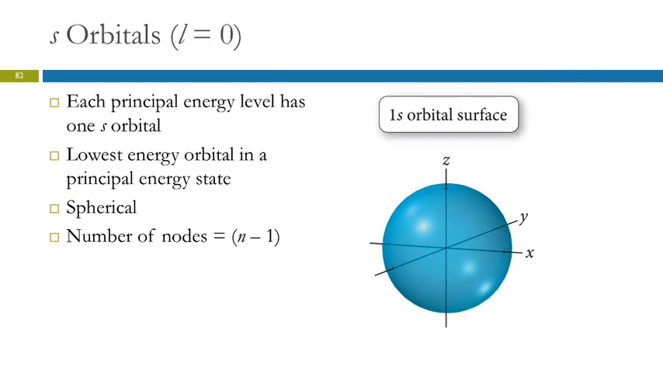So the s orbital: each principal energy level has an s orbital. And so there's a 1s, a 2s, a 3s, etc. It's going to be the lowest energy orbital in that given principal energy state. They're spherical, and the number of nodes corresponds to the principal energy level minus 1. So the 1s orbital, 1 minus 1 is 0, no nodes. The 4s orbital, 4 minus 1, that would have 3 nodes. Okay?